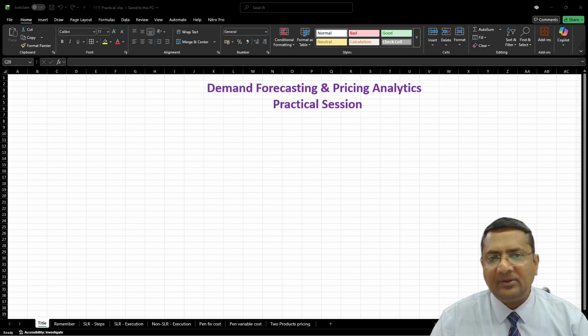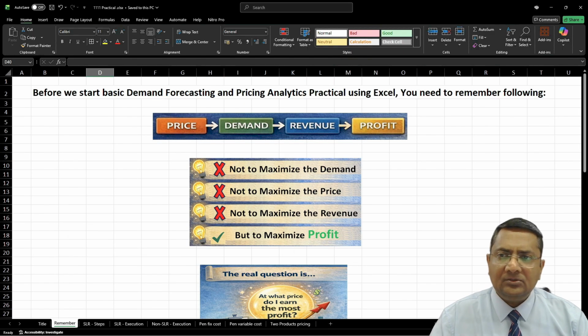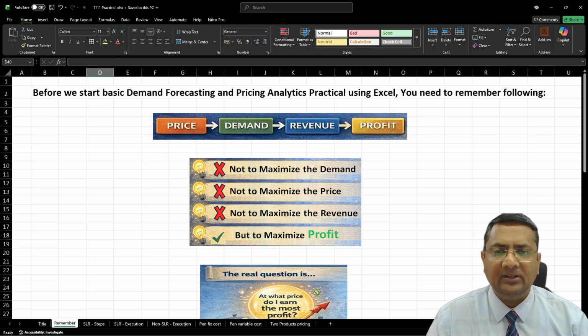Welcome to the Demand Forecasting and Pricing Analytics practical session. We have seen the theory earlier. Now let's move to the practical part. Before we start basic demand forecasting and pricing analytics practical using Excel, you need to remember a few things we have learned in the theory class.